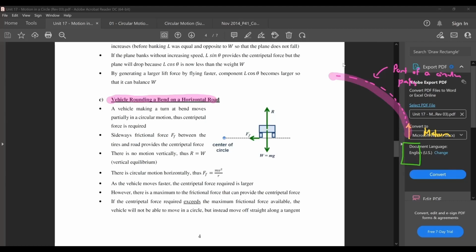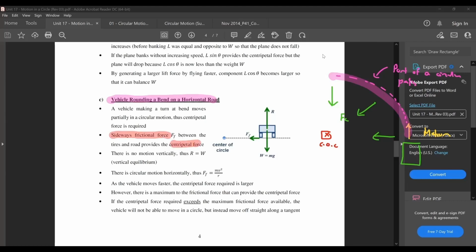Okay, so for this part, since you're moving partially in circular motion, you again have centripetal force to consider. It is the thing that allows you to move in a circle in the first place. So now what is actually providing you your centripetal force? Say this one is the center of your circle. What is now providing you your centripetal force to allow you to move in a circle? The thing that allows you to move in a circle right now is actually your sideways frictional force. It is providing you your centripetal force right now.